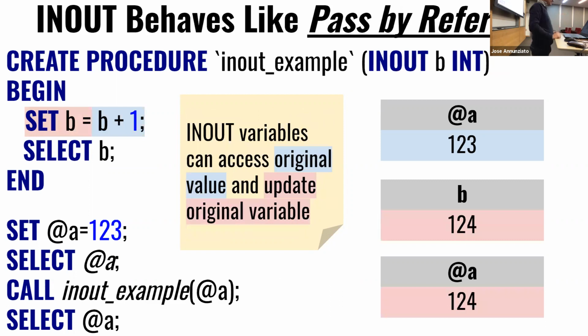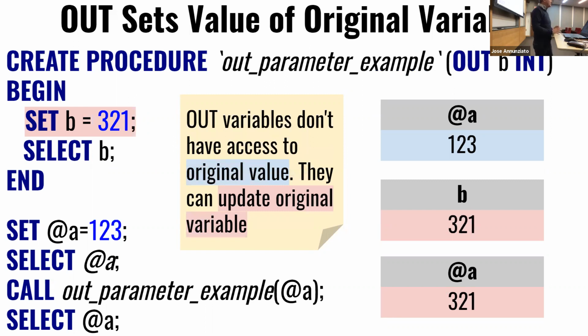In the INOUT, if I pass a, 123, now b is not a copy of a. Instead, it is a. Whatever I do to b, I also do to the original variable. So it's kind of like I'm dereferencing, and since I'm incrementing, notice I'm also changing the original value of the original variable. See that? Which is what we refer to as pass by reference. Yes. There's a third option, which is OUT.